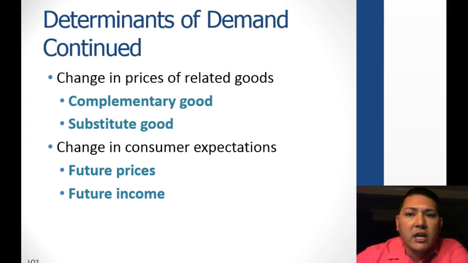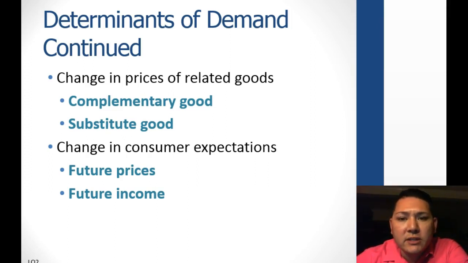Now some other ones are the changes in price of related goods. And again, there's two different sets: complementary goods and substitute goods. Right? So when the price of one complement increases, the demand for the other complement decreases. Or conversely, when the price of one complement decreases, the demand for the other complement increases. So let's say cell phones and cell phone service and tuition and textbooks, right?